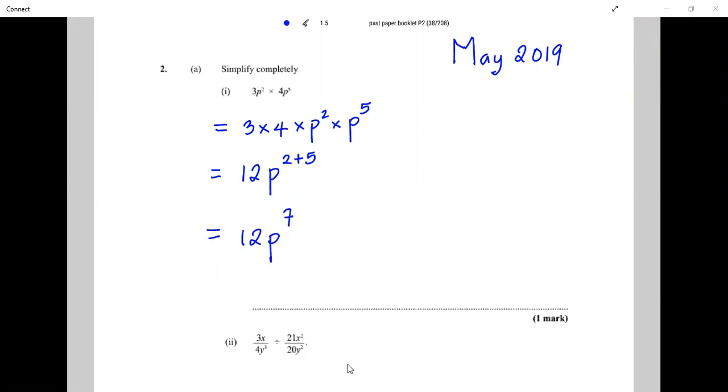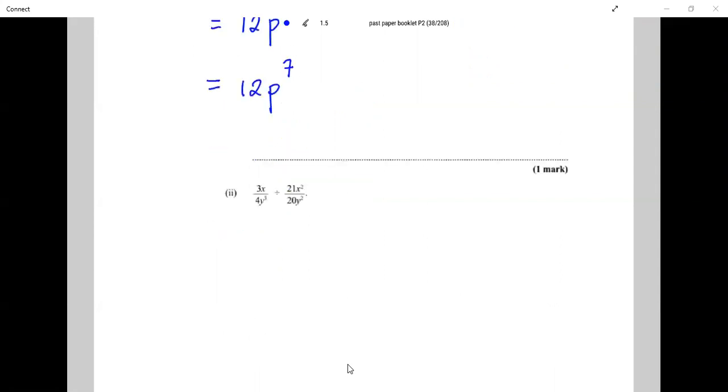I'm guessing that everybody got this correct, or everybody should have gotten that correct. All right, let's go down to (ii). Now, (ii) says 3x over 4y cubed divide by 21x squared over 20y squared. Now, of course, you're going to write back the first fraction, which is 3x over 4y cubed. Sorry, that should be cube, not square.